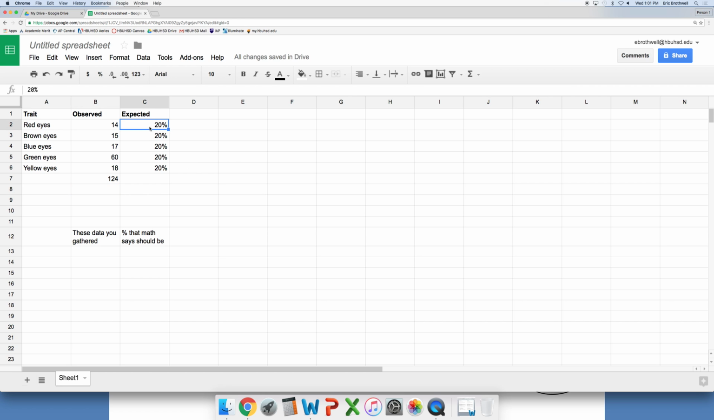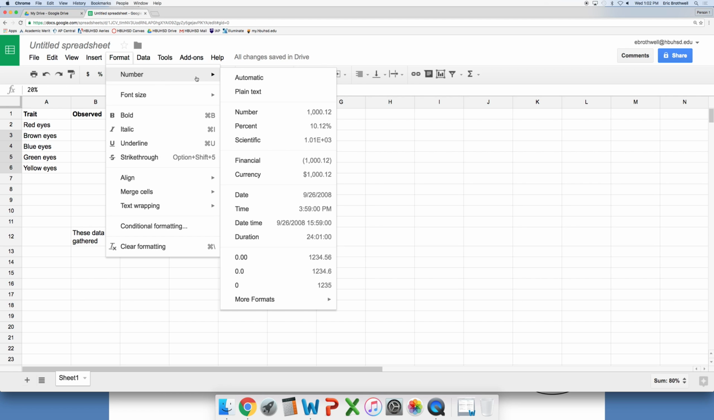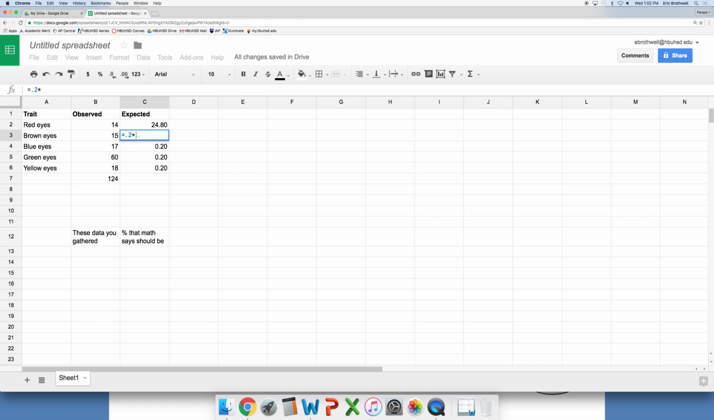So I expect 20% of 124 to be red, 20% of 124 to be brown, 20% of 124 to be blue, and so forth. So I can do a few things. I can either sit there on my calculator and figure this out every single time, or I could be a little crafty. I'm going to do the crafty version. I'm going to say equals, because I want to make it do some math. 20% is the same thing as 0.2. And I'm going to have it multiply by that cell. Except it's going to give me a percent, and I don't want that. There we go. So I'm going to ask this to give it to me as a number. So I want 0.2 times that cell, and I can keep doing that. I only have five of them, so that's not too bad.